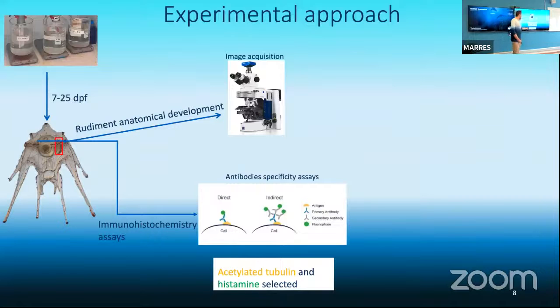So we had acetylated tubulin, which marks the neuron axons, and we had a neurotransmitter, histamine, which stains specifically the histaminergic neurons. And thanks to those 2 molecular markers, we were able to do the adult nervous system characterization.